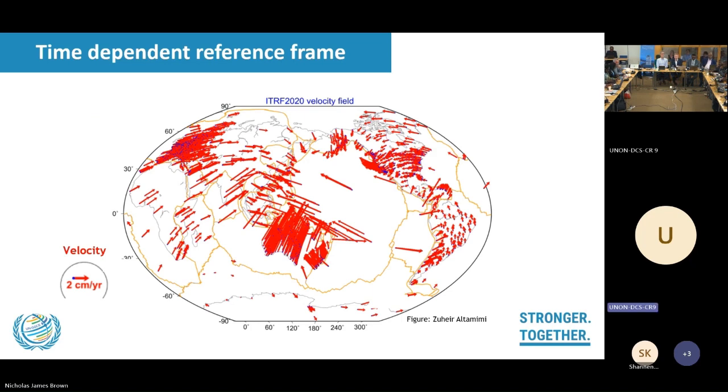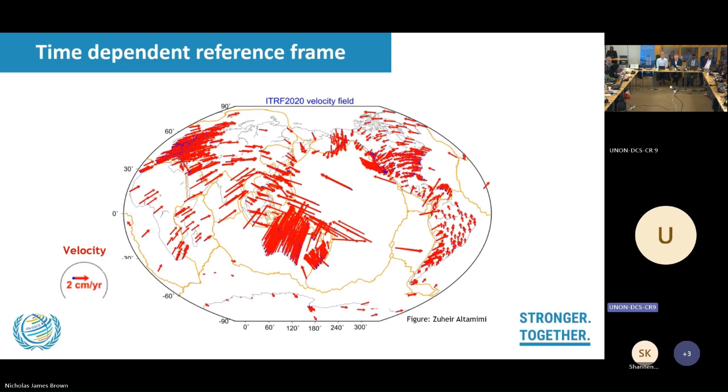This just shows you the complexity of the reference frames around the world and the velocity models. Some of you might know Zuheir Altamimi. He's been involved in helping with some AFREF discussions in the past. I like to call him the godfather of modern geodesy. He's the person who puts together these International Terrestrial Reference Frames and has done so for a very long time now. And here's his velocity model that shows the movement of each of the continental plates.